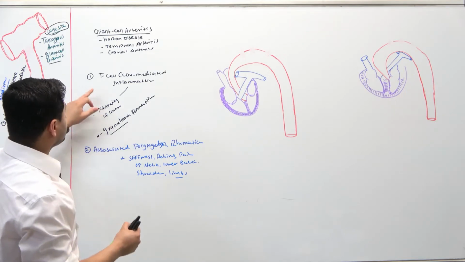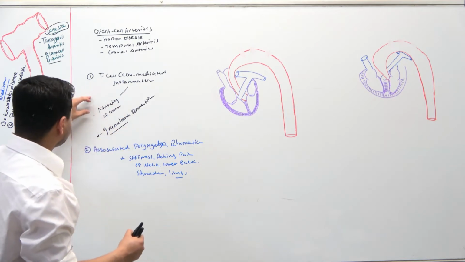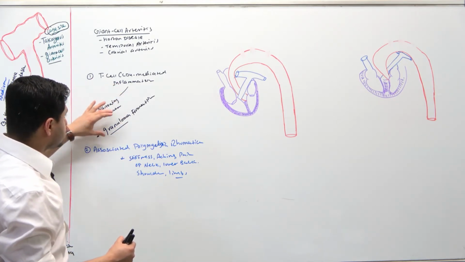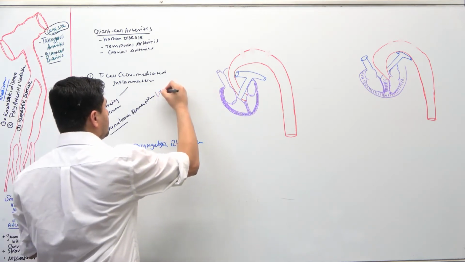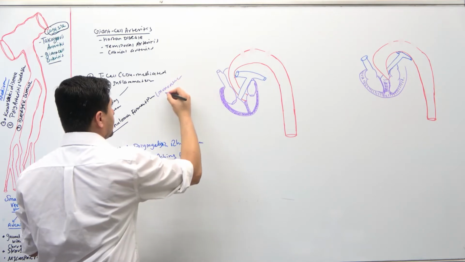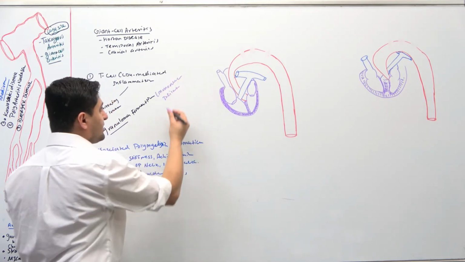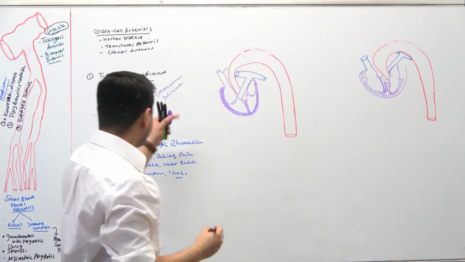So remember, giant cell arteritis or Horton disease is a T cell mediated inflammation that causes narrowing of the lumen. In histopathology, you see mononuclear cells like T cells, B cells, and plasma cells infiltrate and form something called a granuloma. That's what they do in this case.